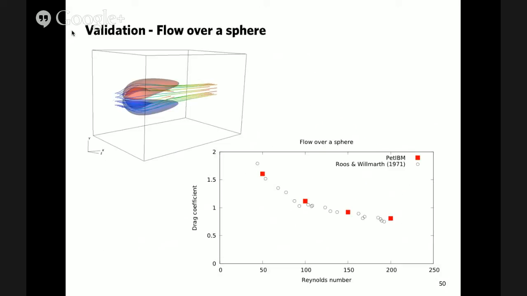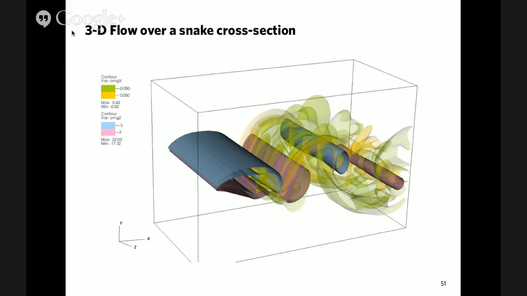And I've also validated this code with, for example, flow over a sphere, and I get the drag coefficient value very close to the experimentally observed results. And I also did that for a flat plate.